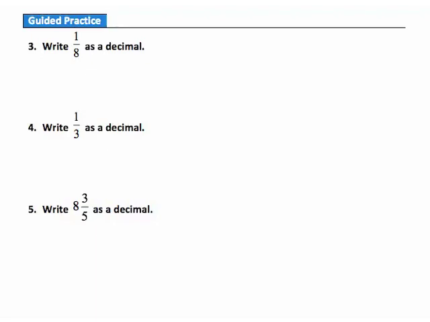Question 3. Write 1/8 as a decimal. Well, we're going to want to divide 8 into 1. So we're going to need to add some zeros here, since 1 is smaller than 8. Bring that decimal up, and now we'll start by saying 8 doesn't go into 1, but it will divide into 10. It's going to go 1 time.